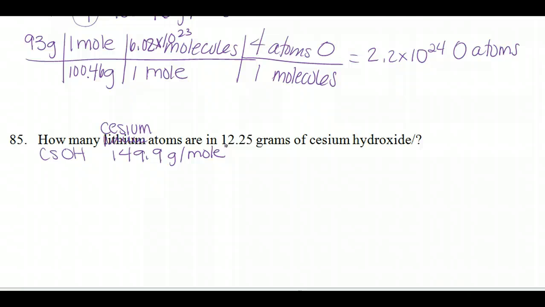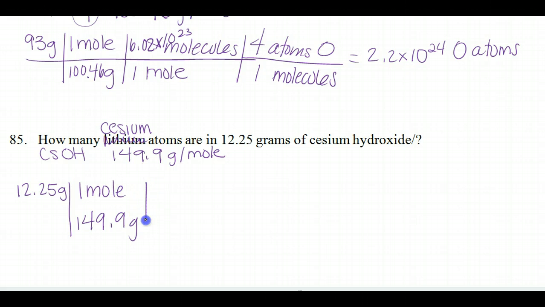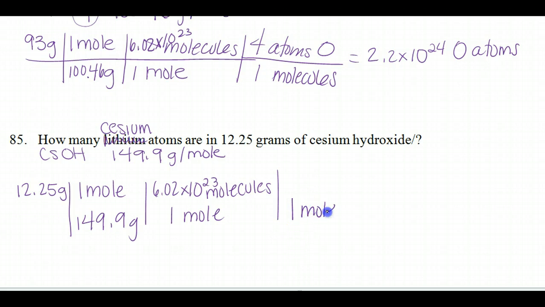Again, we're going to start with what we know from the question, which was our 12.25 grams of cesium hydroxide. So this question is very similar to number 84. We're just going to run through these train tracks. There's 149.9 grams of cesium hydroxide in 1 mole. In 1 mole of cesium hydroxide, we have 6.02 times 10 to the 23rd molecules. Okay, and then in 1 molecule of cesium hydroxide, we're going to pay attention to the question.